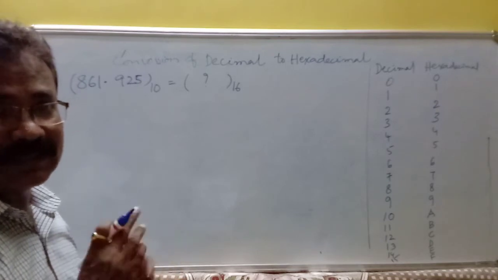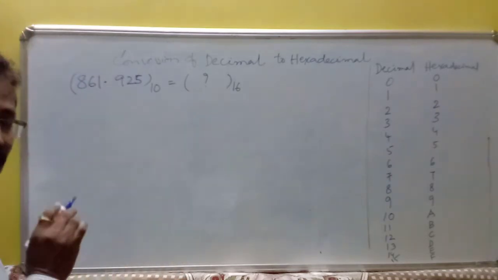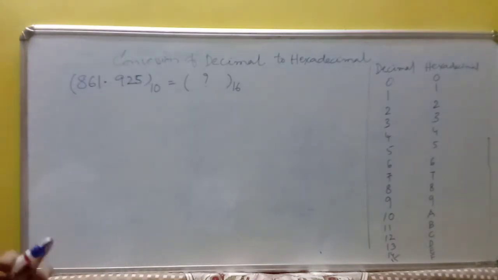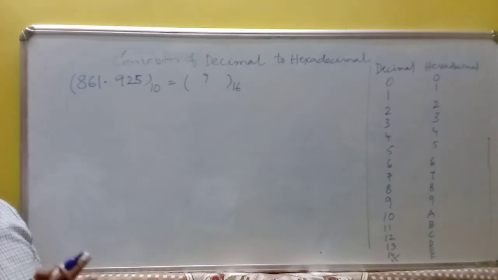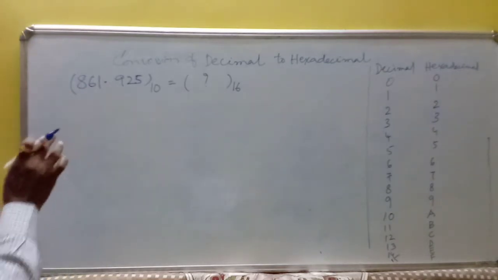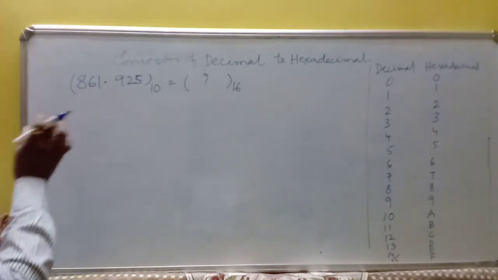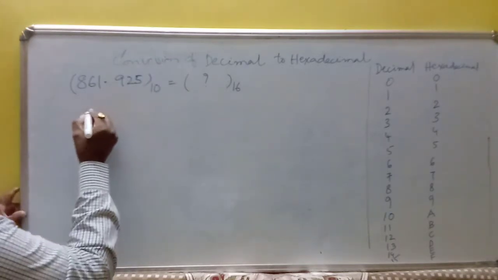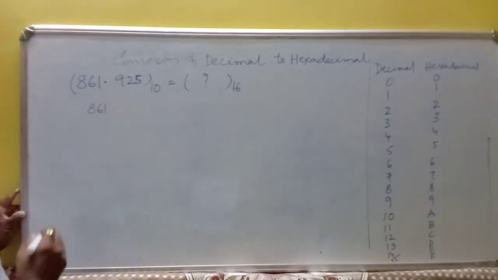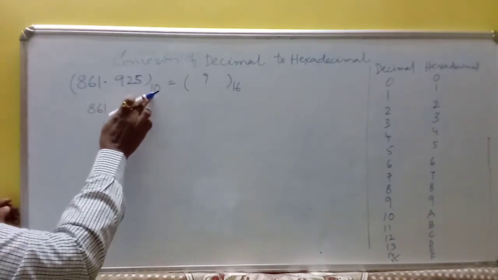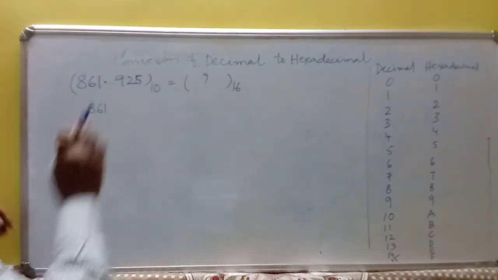So, first, it has two parts. One is the integer part and 0.925 is the fractional part. The first step is conversion of the integer part of the decimal number into its equivalent hexadecimal number. Here what is the integer part? 861 is the integer part. We are going to convert this decimal number into its equivalent hexadecimal number.